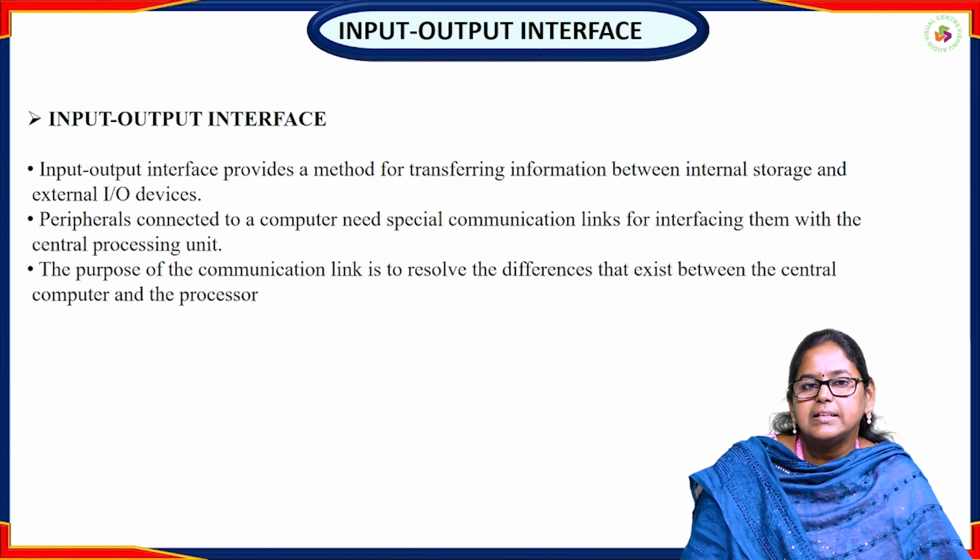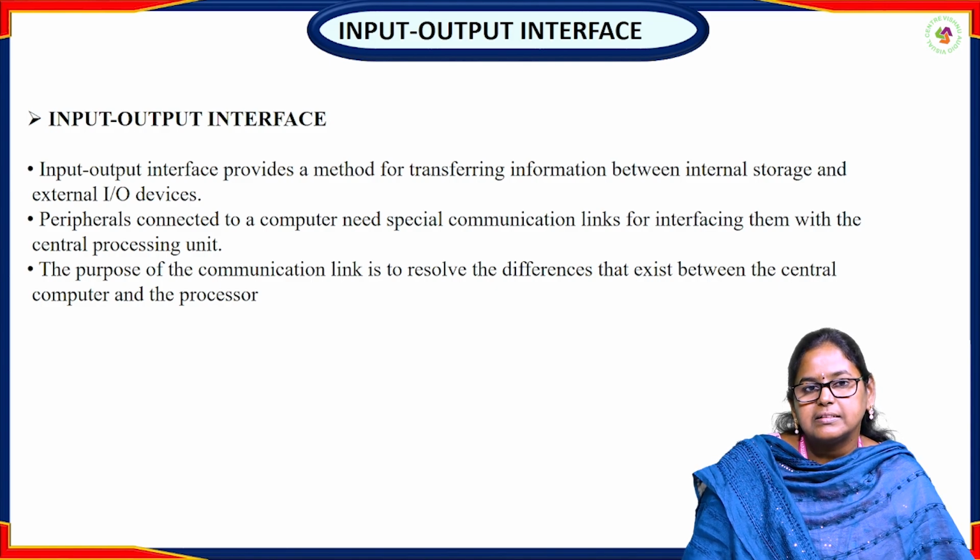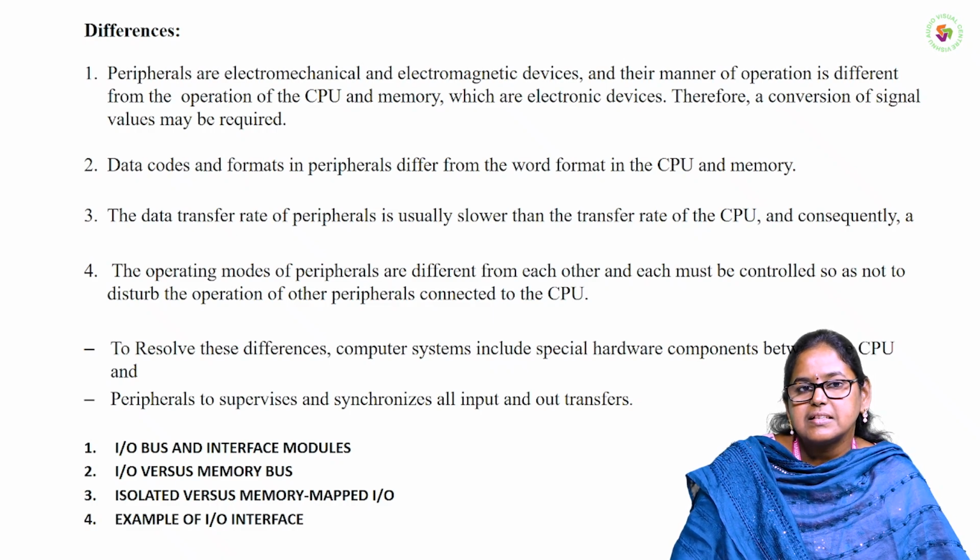So let us discuss the differences that lie between the processor and the I/O devices. There are 4 major differences between the processor and the I/O devices, or peripherals. What are those? The peripheral devices are electromagnetic or electromechanical devices. But the processor, or the CPU, is purely an electronic component. So there lies a difference between electromechanical devices and the purely electronic device, that is, the processor.